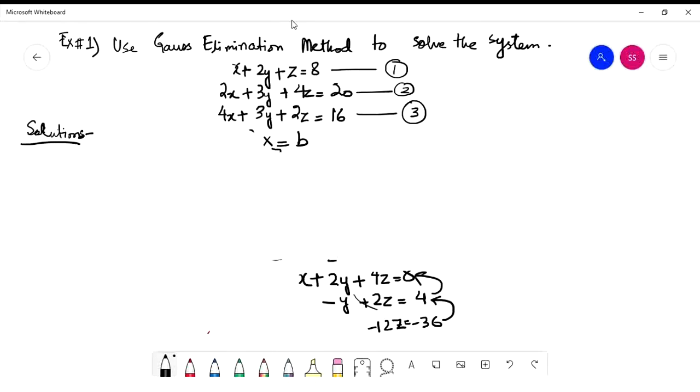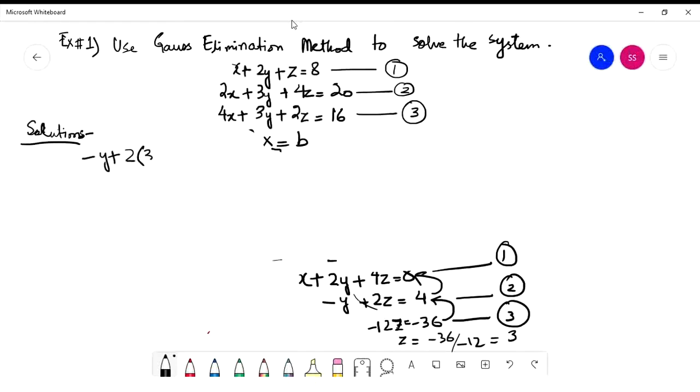Now we start with equation number 3. This is equation number 2 here, and equation number 1 here. If we solve equation 3, z equals minus 36 divided by minus 12, that makes it 3. So z is 3. Now I put the value in equation 2: minus y plus 2 into 3 equals 4, minus y plus 6 equals 4. Shifting to the other side, minus y equals 4 minus 6, so minus y equals minus 2, so y equals 2.